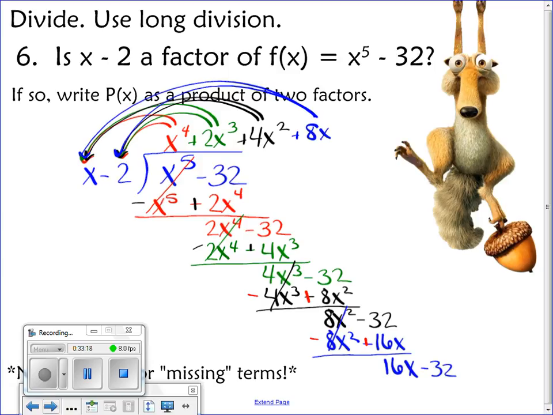What do you multiply x by to get 16x? We multiply 16 times x. 16 times negative 2. Then what? Change your signs. First term. Like terms? Yes. 0. Hey! Yay, now we're done. So is x minus 2 a factor of that? Yeah. Yes.